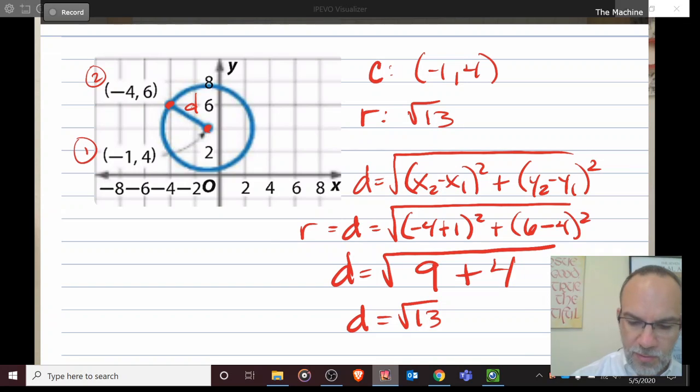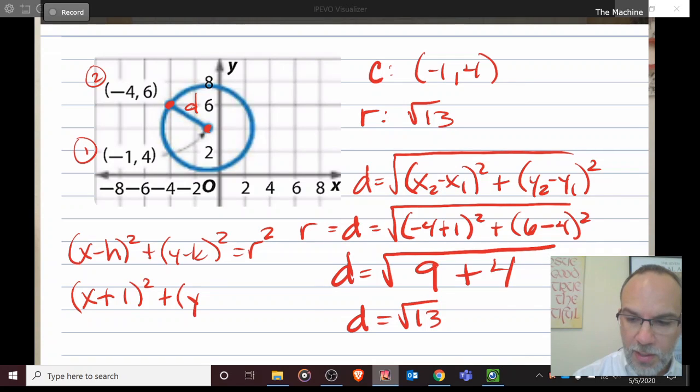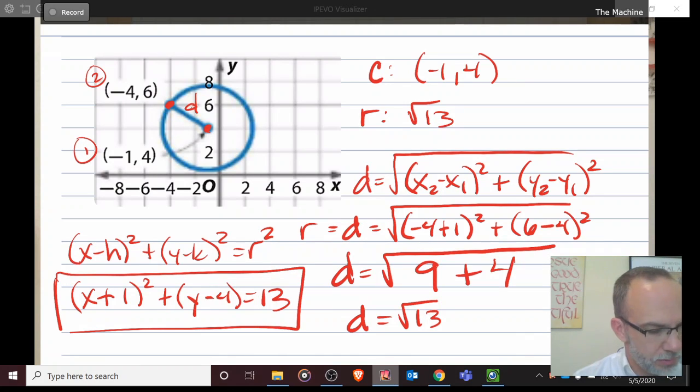But remember the formula for a circle. It's going to be x minus h squared plus y minus k squared is equal to r squared. So now I just put the pieces in. x minus a negative 1 squared plus y minus 4 squared is equal to 13. Here's my answer. Okay? Pretty nice. One more.